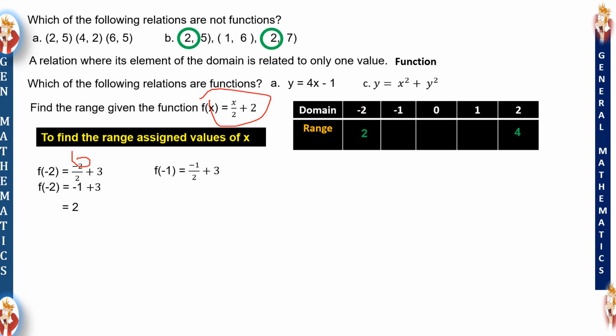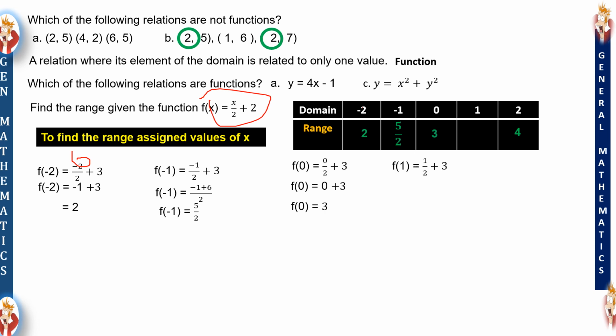Second, substitute din po natin, that's negative 1 over 2. Add natin, ang kanyang maging sagot is negative 1 plus 6 over 2. That's equals to 5 over 2. Therefore, the next range is equals to 5 over 2. Next is, if our x is equals to 0, that's equals to 0 over 2 plus 3. Cancelled out, we divide 0 divided by 2, that's equals to 0 plus 3, that's equals to 3. And therefore, our third range is equals to 3.